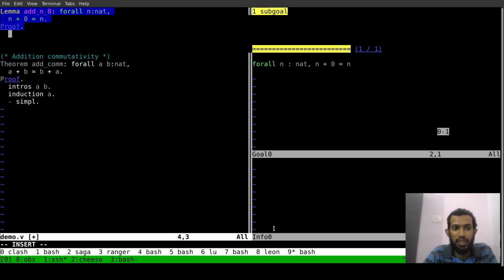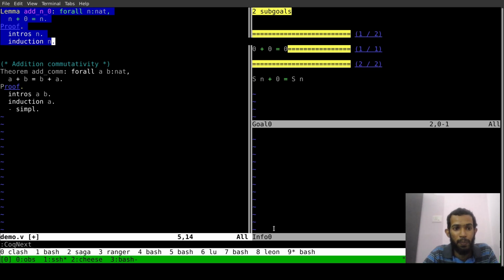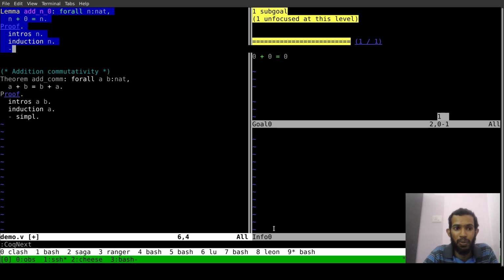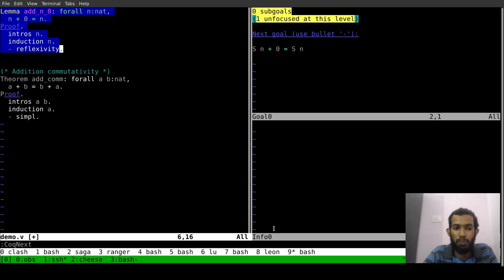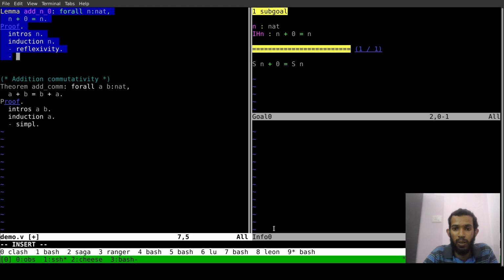Same thing as I did earlier, I'm going to introduce n. Now I'm doing induction over n. Two subgoals. The first one is trivial, too trivial in fact. So I use the reflexivity tactic to say that the LHS and RHS are the same. It uses the simpl tactic under the hood as well, so that goal is over. And the next subgoal, I got that S n plus 0 is equal to S n. And I do the simpl tactic on it.